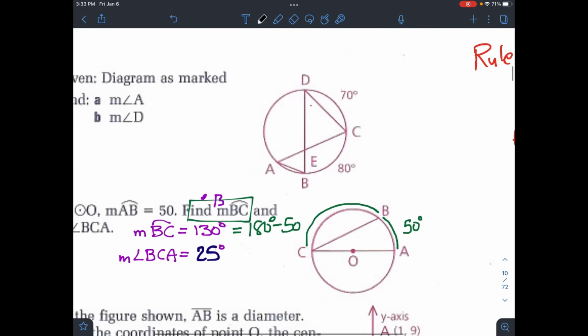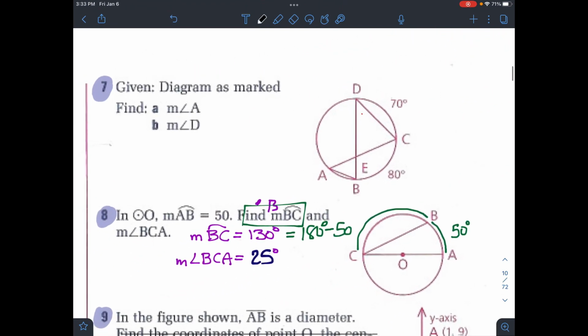For example, in this particular problem here, number 7, it says find the measure of angle A, and we look at the diagram, and there's A. A intercepts arc BC. See how it kind of cuts off that arc? BC is captured inside it. So then the measure of angle A will be half of 80, which is 40.